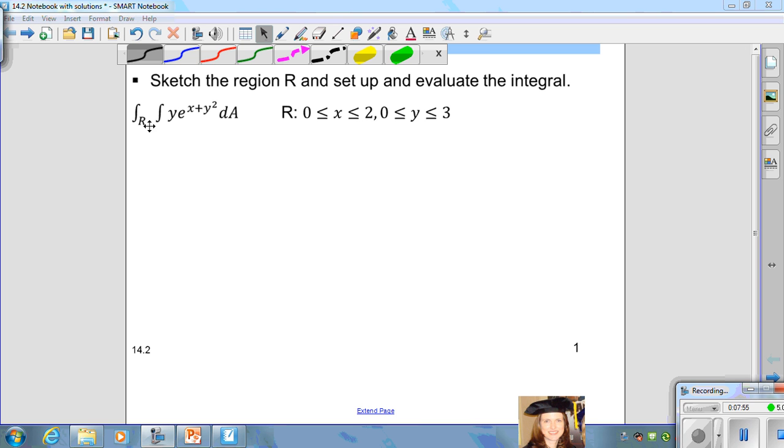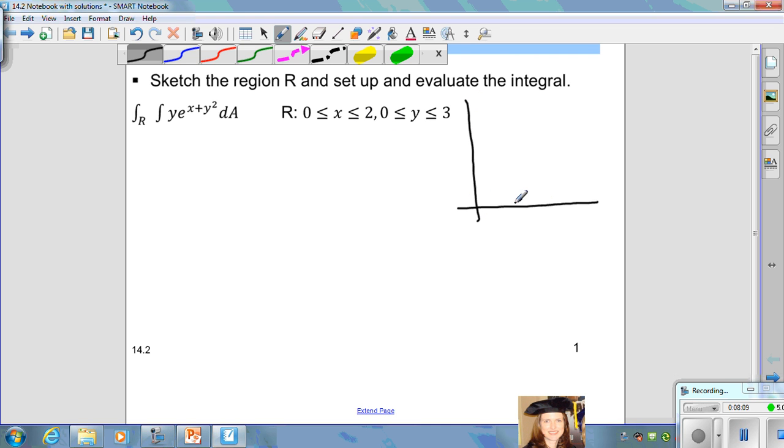Okay, so here we're given the double integral over R. R is the base region, and we're going to use the inequalities here to determine the bounds of integration. I always like to sketch the region. x is between 0 and 2, and y is between 0 and 3. So x equals 0 is your left x. x equals positive 2, that's your right x. y equals 0 is your lower bound, and then your upper is y equals 3. So you see in this case we get this rectangular region.